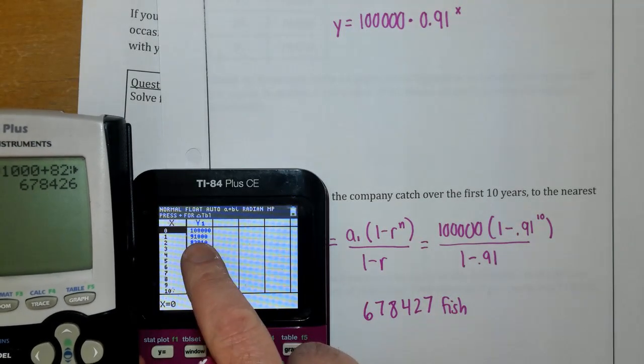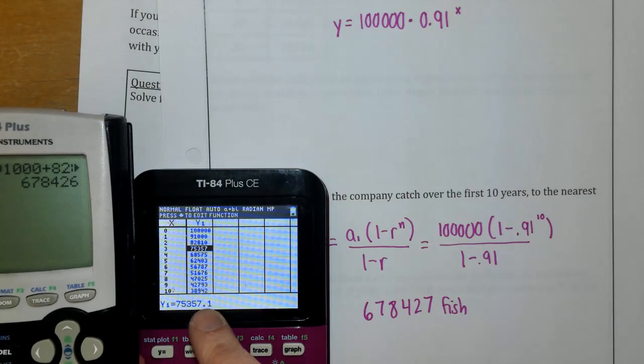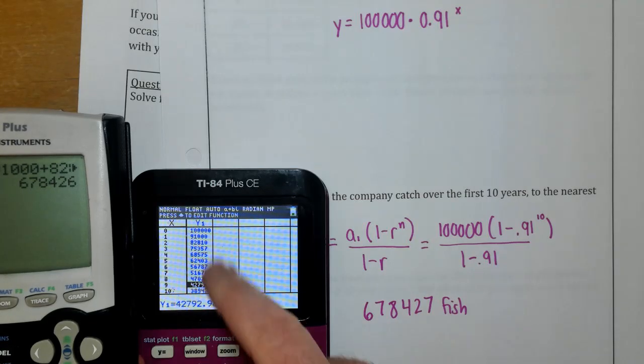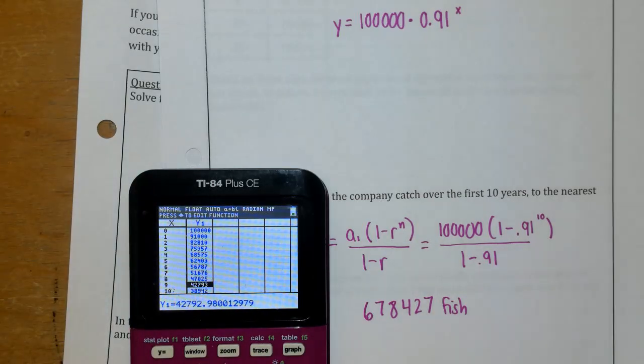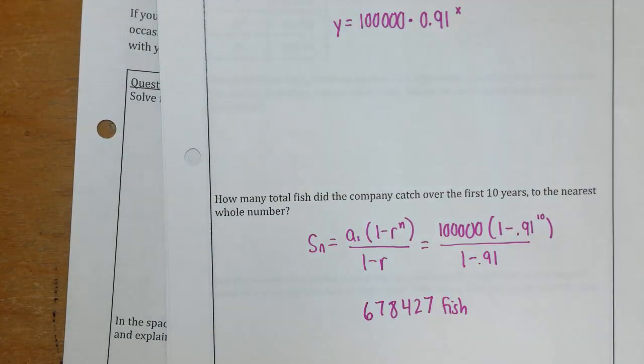I bet if I look carefully, all these blue numbers are going to be decimals. And we just lost... yeah, there we go. See, look, there's a decimal there. There's a decimal there. We lost a little value just because I didn't use the decimals. I just rounded each of those values. So we did it right. The answer is 678,427 fish.